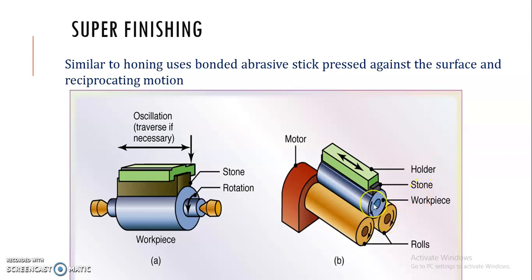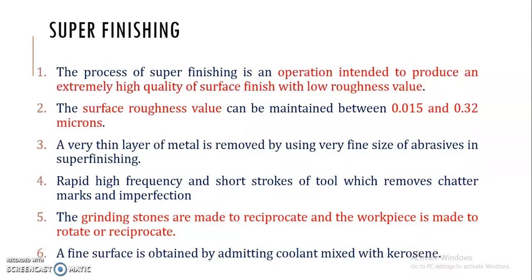Now the workpiece can rotate with reference to the rotary motion of these 2 rolls, and a holder holds the abrasive stone, which is reciprocating around the surface of the cylindrical workpiece. When you rub this stone around the cylindrical workpiece surface, you can get very smooth removal of material. Now we will see the description of this super finishing process.